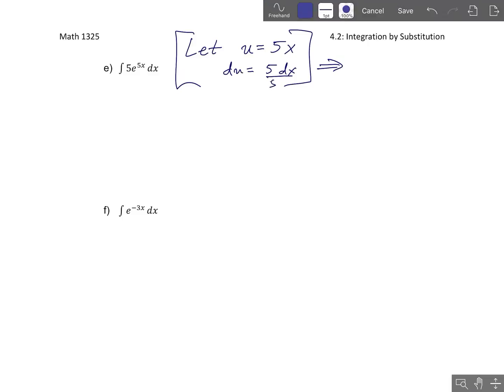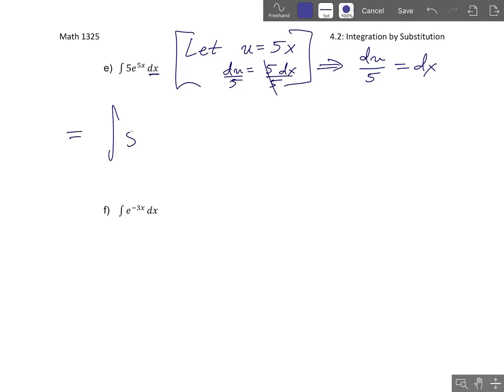So I could divide both sides of the bottom by 5, and then I would get that du divided by 5 is equal to dx. And the reason that's useful is because that allows me to take this dx in the original integral and replace it with a du over 5.